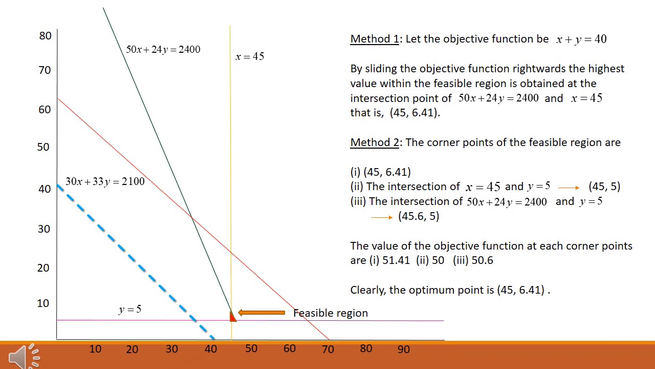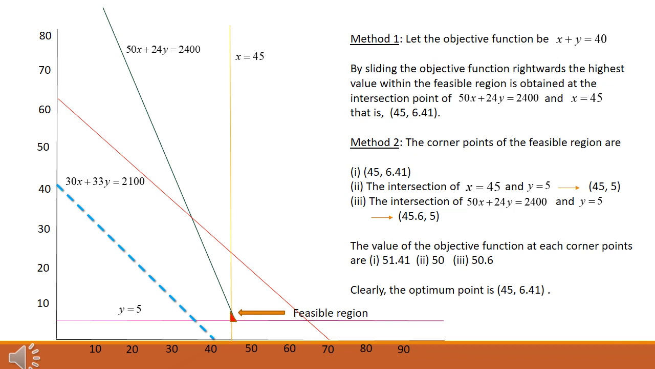So we solve the two constraint inequalities and get the coordinates at the point as 45 and 6.41. And this is the optimum point. By adding the x plus y value, we get the maximum value of the objective function, because it is x plus y. Now going by the alternative method, we can determine the corner points of the feasible region.